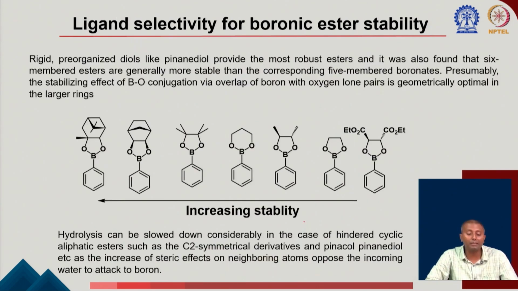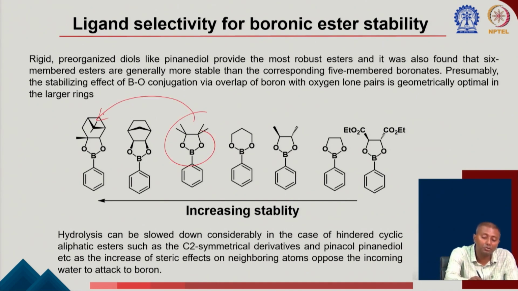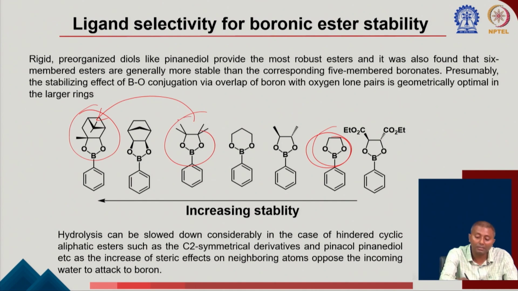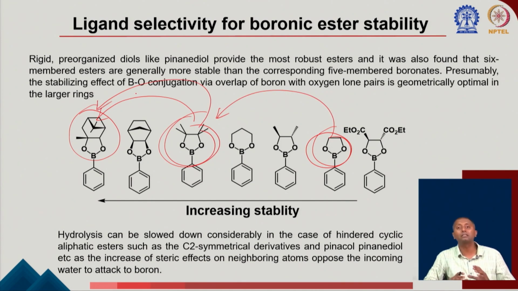Now you can see here that there could be different boronic esters. In this case, once you have this pinene 1,2-diol, what you are seeing here is that the steric hindrance around this boron is increasing. If you compare this one versus this one versus this one, coming from here to here and from here to here, you can see the steric environment around the boron is getting increased.